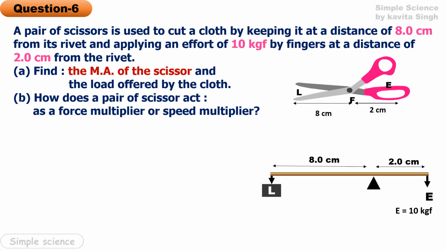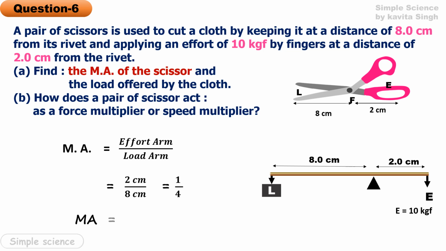Now what do we have to calculate? We have to calculate the mechanical advantage of the scissor and the load offered. First we will calculate the mechanical advantage. So mechanical advantage of the lever will be equal to effort arm upon load arm. So 2 centimeter upon 8 centimeter, which is nothing but 1 by 4 or 0.25. So mechanical advantage of this scissor is 0.25.